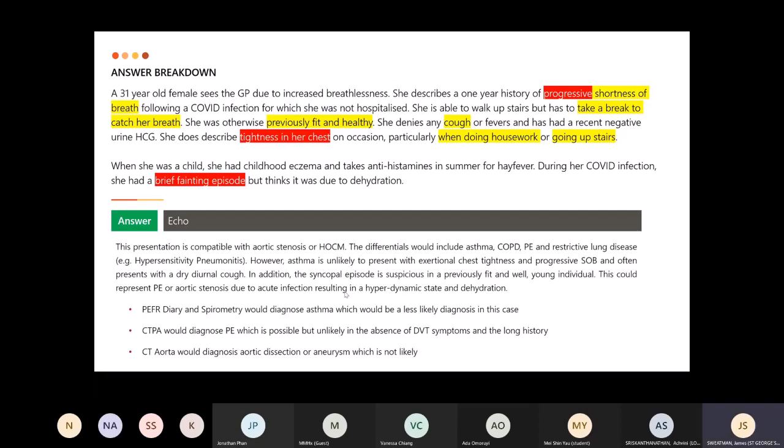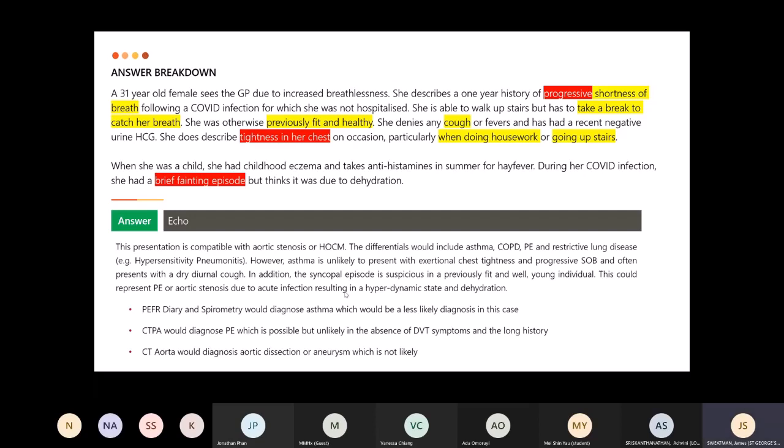And the other thing that's suspicious is when she had an infection, she fainted. She thinks it was due to dehydration, but that should kind of raise alarms in our mind about why she fainted when she had a COVID infection, which was not that serious and she didn't have to be hospitalized for it. So this is kind of suggestive of, or is compatible with, aortic stenosis or HOCM.